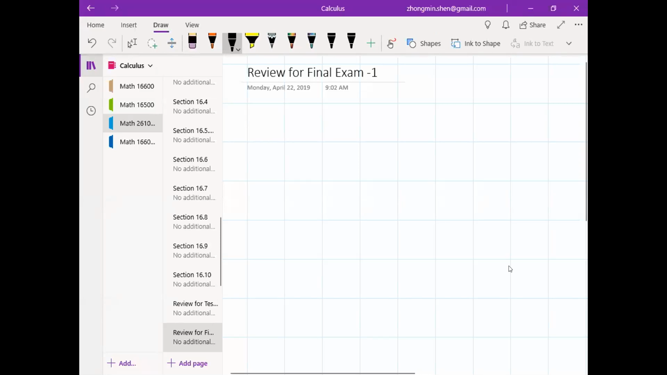So if we reduce the number of the problems, then we have to increase the number of the points for each problem. So final exam total will be 200 points. Okay. This is a comprehensive final exam. Okay, it covers almost all the material.